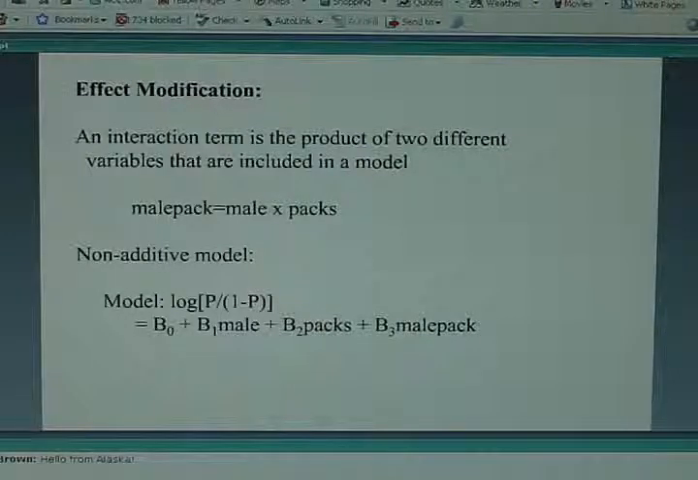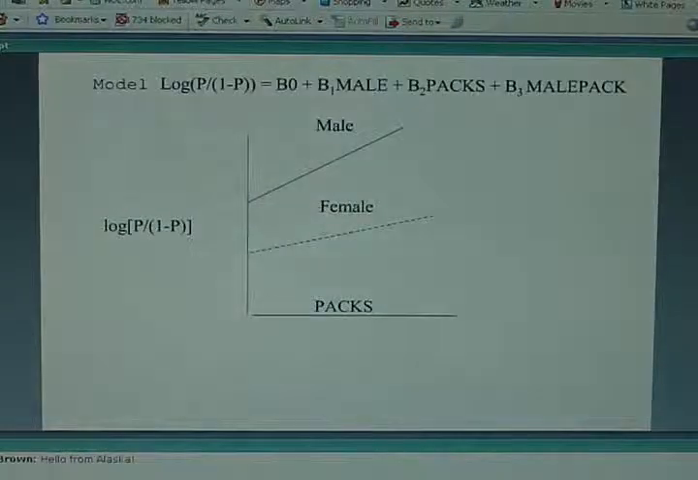And now let's consider a model that does not make an assumption of additivity. Let's consider a model that is slightly different from what we had before. Now we're going to say your log odds of disease is equal to B0 plus B1 times male plus B2 times PAX plus B3, a new term, B3 times male PAX. What does this model assume in terms of the relationship that smoking and gender have on your risk of developing heart disease? Here's the model again.